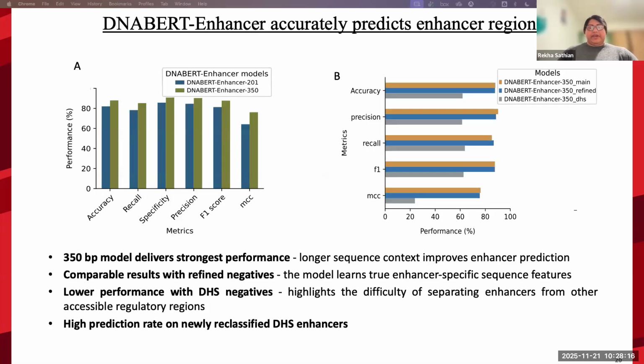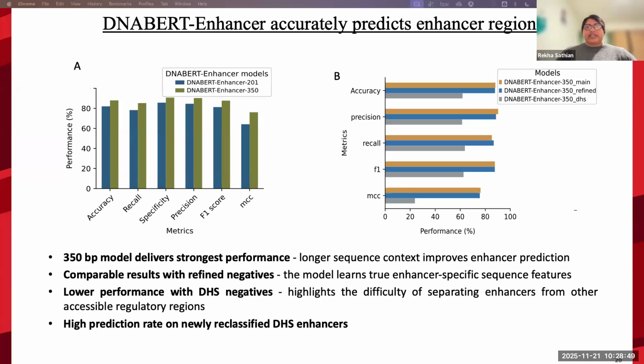In terms of predictive power, the 350 base pair model performed the best, achieving an accuracy of 88%, as you can see from figure A, with an MCC of 76%, while the 201 base pair model reached an accuracy of 82%. This performance difference likely reflects the additional contextual information available in the longer enhancer sequences compared to the 201 base pair.